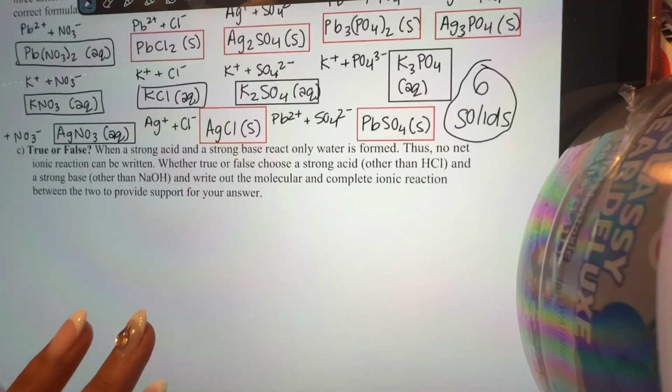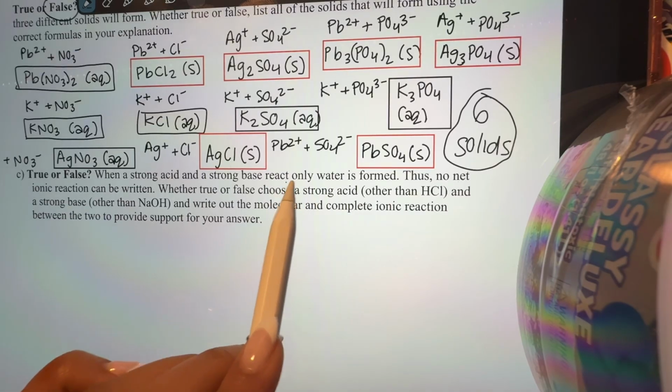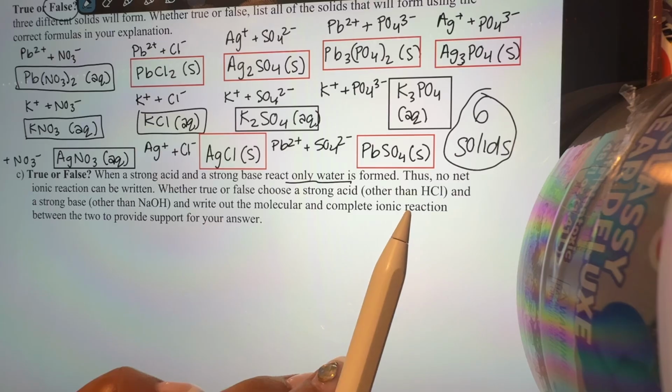Okay, let's move on down to 1C. True or false, when a strong acid and a strong base react, only water is formed. Only water is formed. Thus, no net ionic reaction can be written.